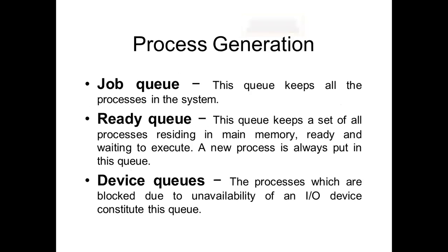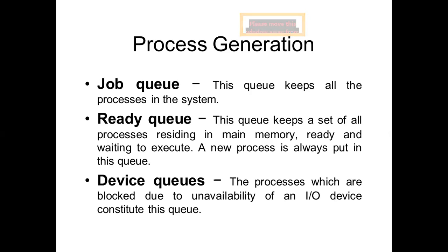Now the process generation. What is the process generation? Then job queue. This queue keeps all the processes in the system. Ready queue. This queue keeps a set of all processes residing in main memory, ready and waiting to execute. A new process is always put in this queue. A new process will reside in the ready queue.